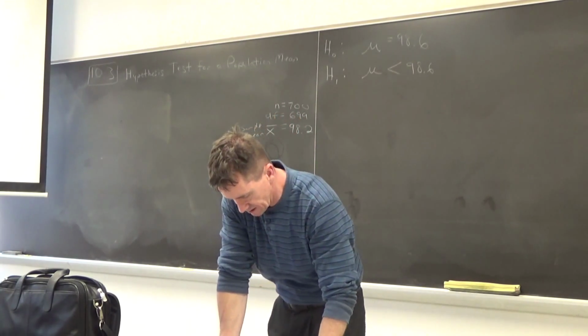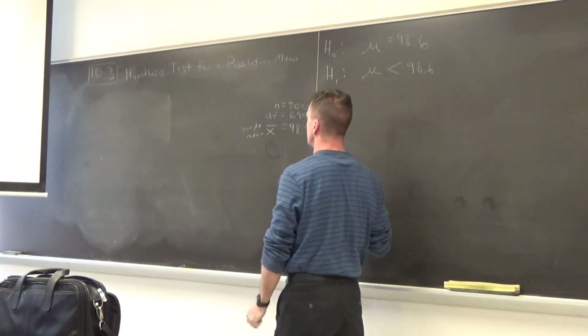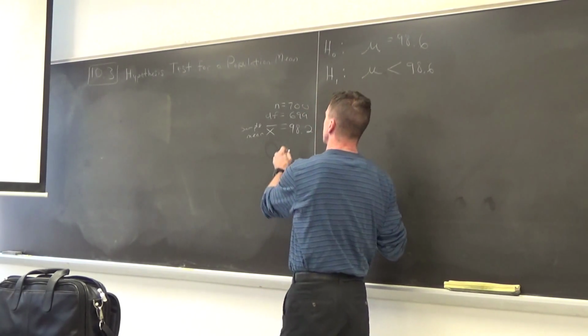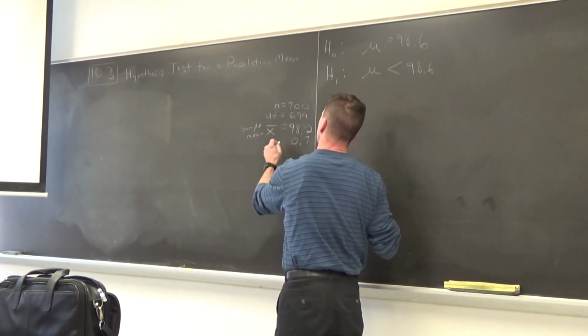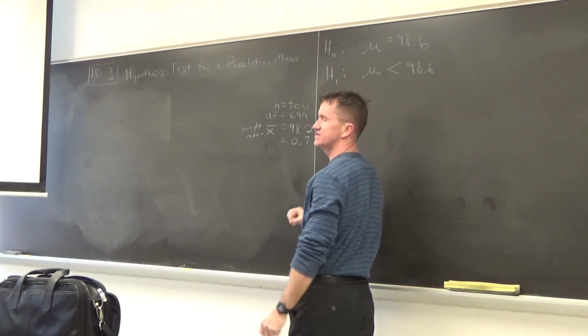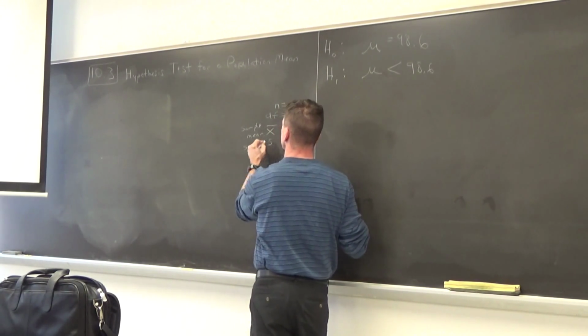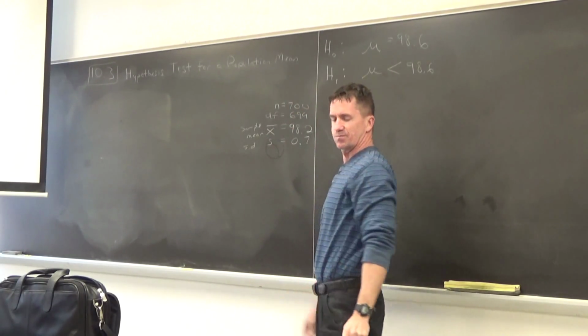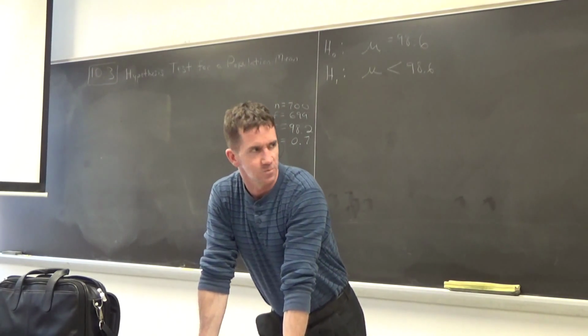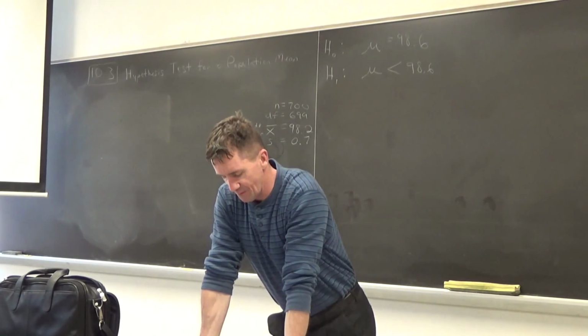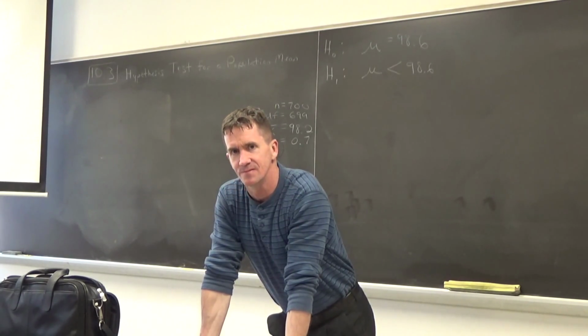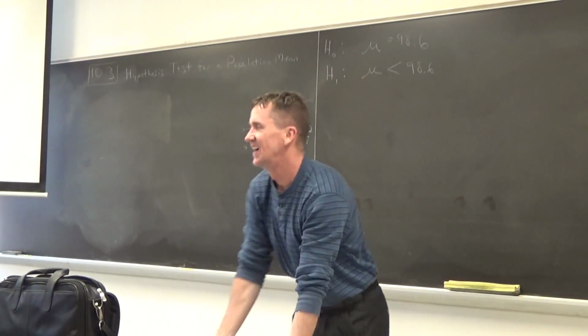All right, standard deviation of the sample, 0.7. What's the symbol for standard deviation? S. S equals 0.7. Cool? Can you use S of X bar, the way the calculator does it? Yeah, that's a good point.